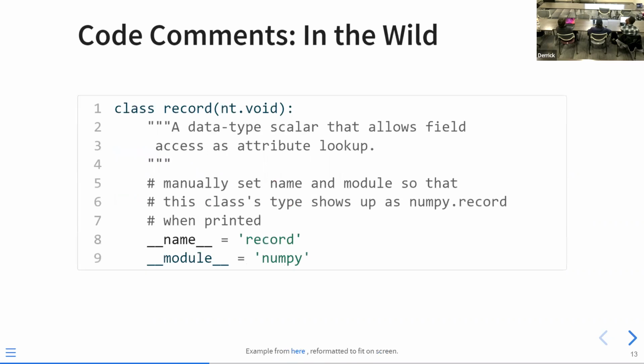Here's a few comments in the wild. I took this from NumPy. Right here, this is a record class, and then it's explaining essentially what the following lines are doing because it's not obvious. It's not obvious what, and it's not obvious why. So let's explain there.